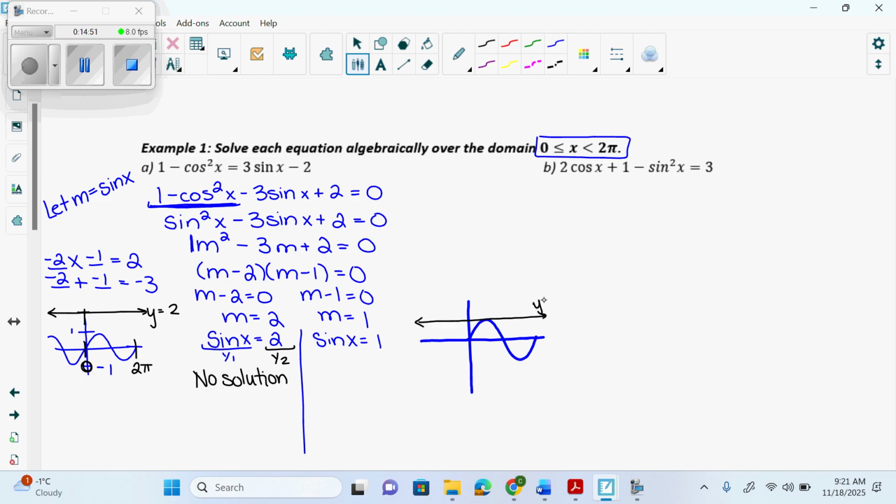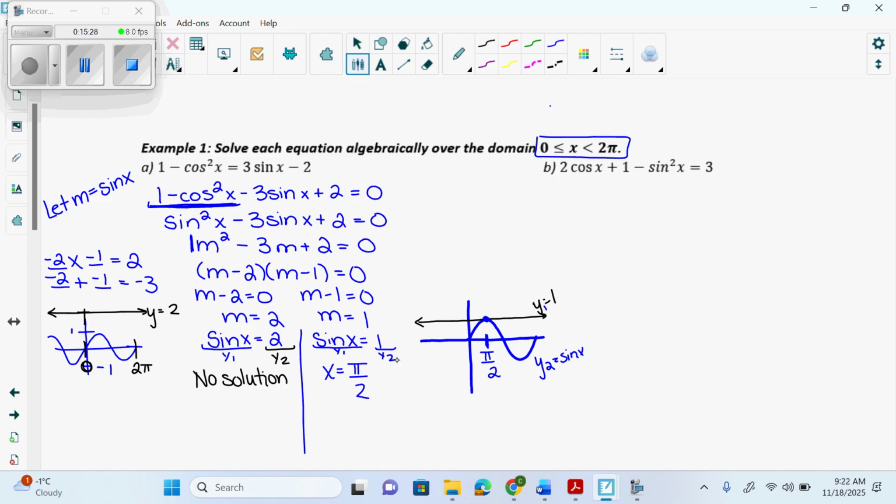So this is y equals 1 in my calculator. This is y2 equals sine x. Where is it crossing? Where is it intersecting? 90 is a lovely answer, except we're in radians. So it's pi over 2. So x equals pi over 2. So I want everyone to put this into your y1 and this into your y2. Go.